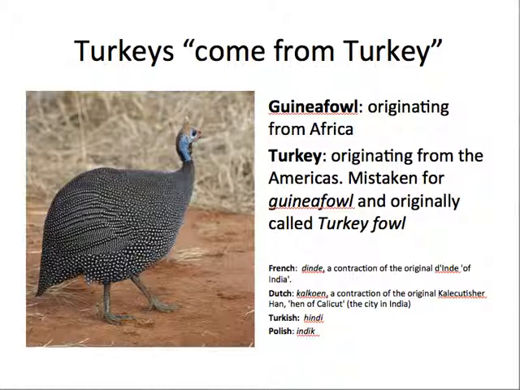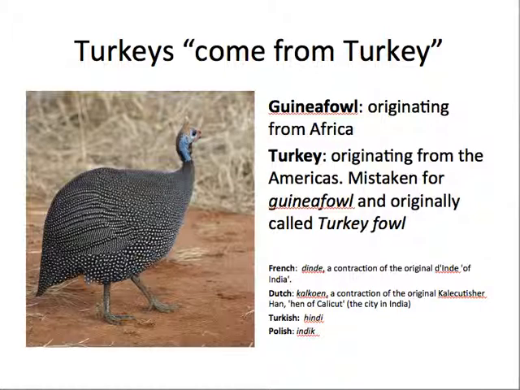Note that the actual origin of the word turkey is really based upon a mistaken identity. There are two birds, the guineafowl and the turkey, and the picture there is a picture of a guineafowl, which originates from Africa. Turkey, of course, originates from the Americas, North and South America. So when the first colonialists came to the Americas, they mistook what they saw as a turkey for a guinea fowl, and they were familiar with this.